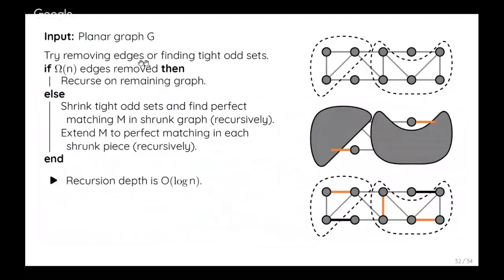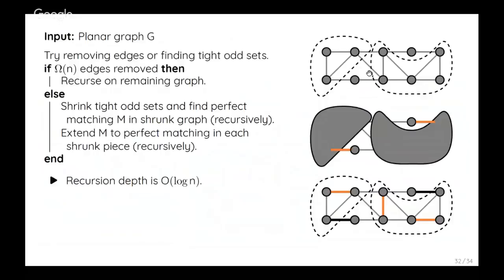So you try to find many, many edge disjoint cycles. Then you move alongside all of them at the same time by finding a weight vector. And then from each cycle, you've either removed an edge or you found a tight outset crossing it, basically. So if you removed many edges, you just recurse on the remaining graph, as in the bipartite case. If you didn't remove many edges, you found many outsets, you uncross them, and then you shrink the uncrossed sets.